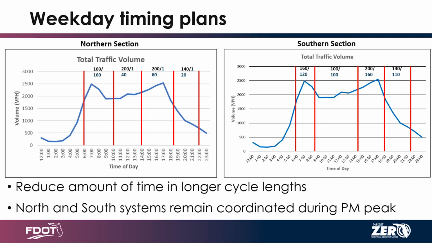So if you look, the black numbers are your original cycle length. The blue numbers on the bottom are your new cycles. So you went from 200 seconds midday in the cycle length to 140 seconds. Starting to get to early PM, 200 to 160, and then late PM, 140 seconds to 120. Just looking at the northbound.